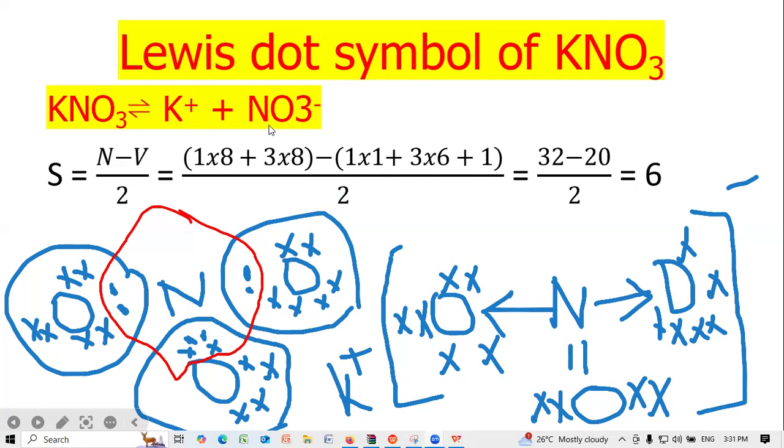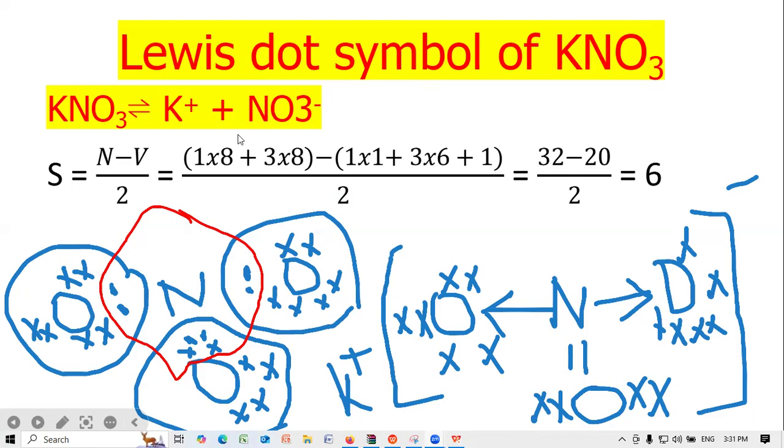Then you only have to calculate the number of covalent bonds. So in the nitrate ion, that is the covalent bonds. So we can calculate the number of covalent bonds of the nitrate. We are calculating S equal to N minus B by 2, like other molecules.